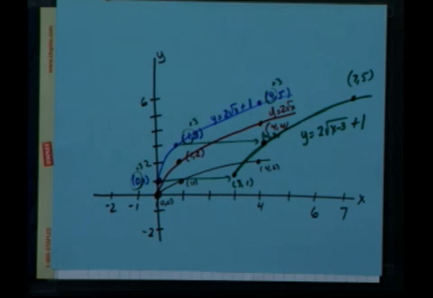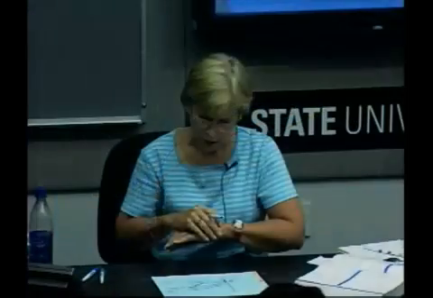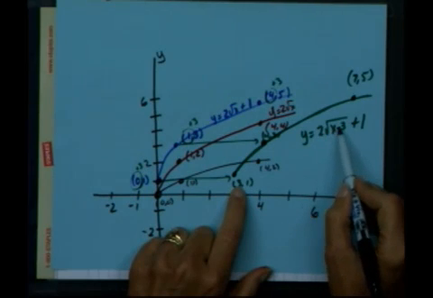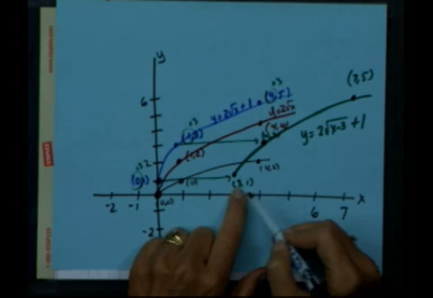All right, let's double check though, because we never want to be so cocky to think we haven't made a little mistake somewhere. All right, let's put a 3 in for x. 3 minus 3 is 0. 2 times 0 is 0, 0 plus 1 is 1. Check.